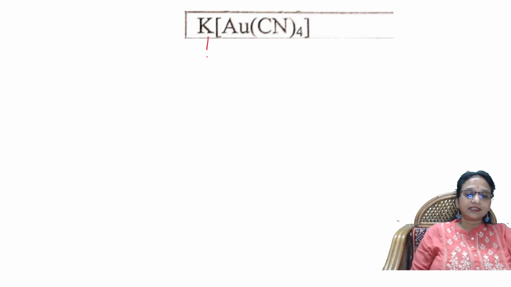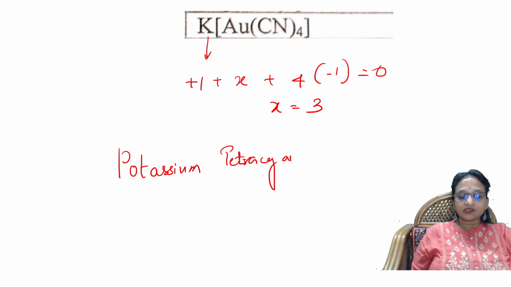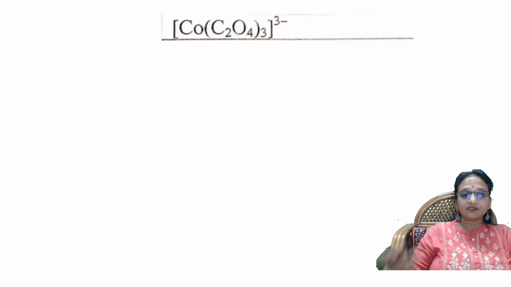Yes, let us calculate. This is +1. Then gold is X. Cyano is -1, equal to 0. X is equal to 3. Name it now. It's becoming easy, na students. Potassium tetracyanoaurate 3 ion or complex. Easy? Easy. So let us see one more.